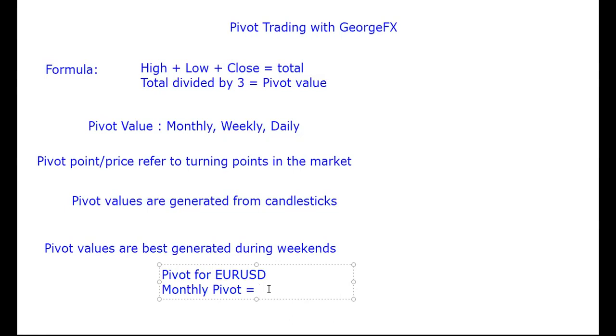So now we already know our formula: high, low, close, divided by 3. Then you can calculate the pivot value for monthly, weekly, and daily. For the monthly, our high is 1.4472. That's for my own broker.